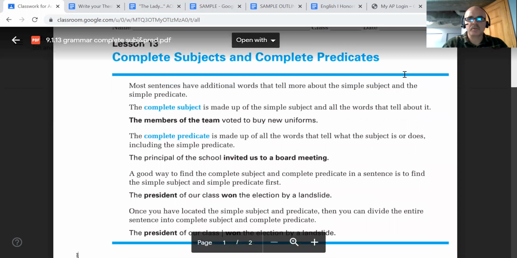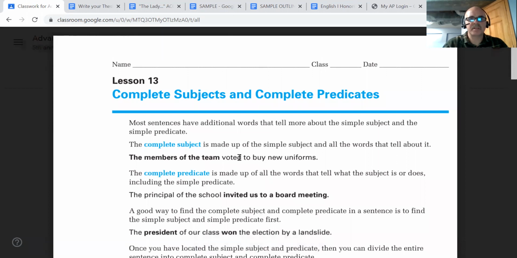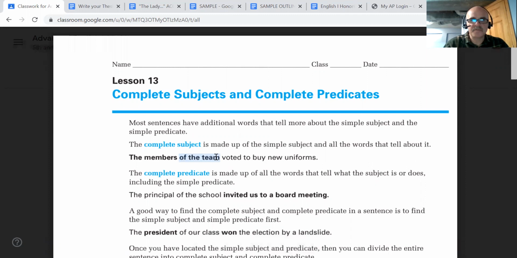Okay, so in other words, most sentences have additional words that tell more about the simple subject and simple predicate. So the complete subject is made up of the simple subject and all the words that tell about it. It could be modifiers like adjectives, prepositional phrases like "of the team" added onto the word "members," and things like that. The complete predicate is made up of all the words that tell what the subject is or does.